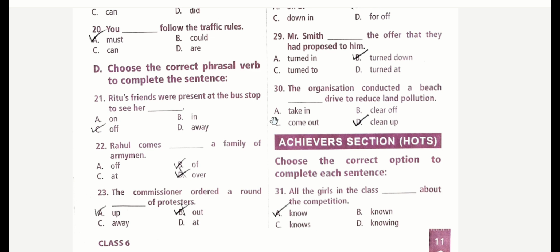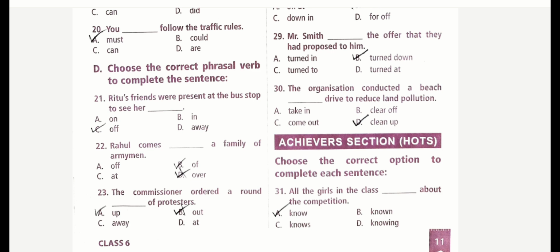If you think about why not the other options, then you know that on cannot be used because see on is not a standard phrasal verb used to describe saying goodbye when someone is leaving. On doesn't fit the context of accompanying someone leaving on a journey. Likewise, see in is also not a standard phrasal verb. See away is not a common phrasal verb for saying goodbye because away doesn't accurately capture the act of being present to bid farewell to someone departing. So the correct answer is off. Ritu's friends were present at the bus stop to see her off.